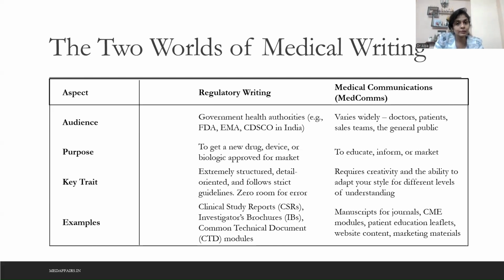When talking about the key traits, the way in which medical writing would differ for these two types would be like, under regulatory writing, it needs to be extremely structured, detail-oriented, without any room for error. Whereas for medical communication, writing also needs to be free of error. However, the data and the way of presenting this data would differ when it falls under medical communication.